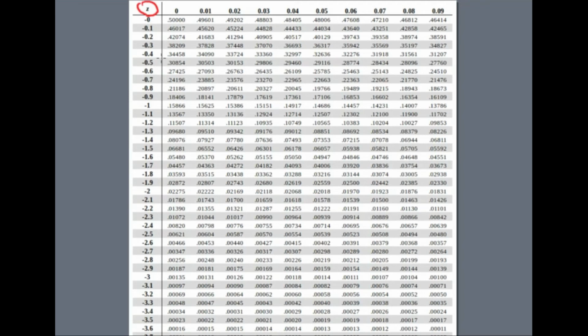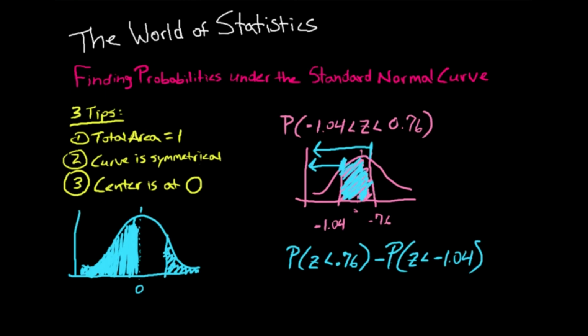So here we want to find negative 1.04. And we're going to go over, we're going to go down, and we see that we get 0.1492 if we round up. So in our equation, we're going to have 0.7764, and we're going to subtract 0.1492. That will give us the answer of 0.6272.